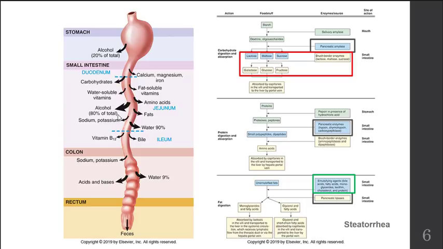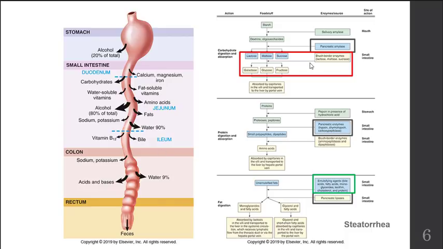So when we talk about malabsorption syndromes then, we're talking about disorders that either directly or indirectly affect absorption at the level of the small intestine. Remember that the colon, where some additional water will be reabsorbed, this is where, so large intestine and on, this is where the feces is getting compacted and prepared for defecation.